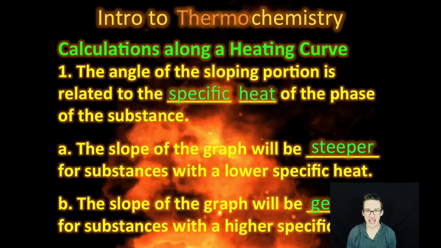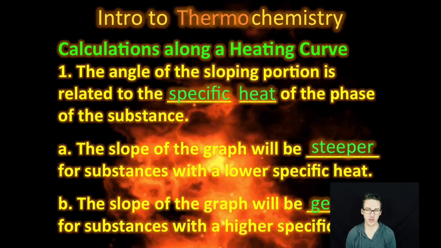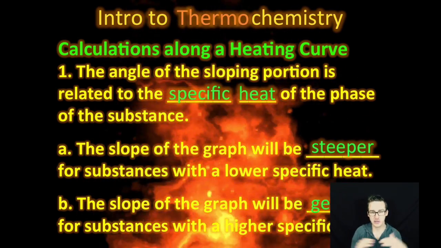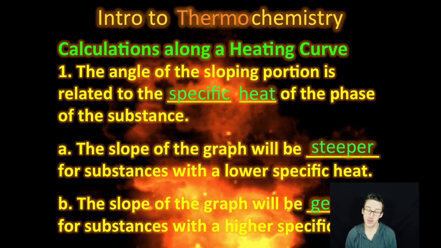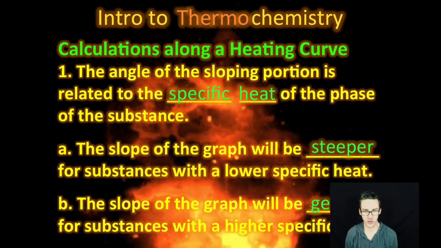In other words, the less energy you have to add to get 1 gram of that substance to increase 1 degree Celsius. The more gentle the slope, the higher the specific heat, the more energy you have to add to get 1 gram of that substance to increase 1 degree Celsius.